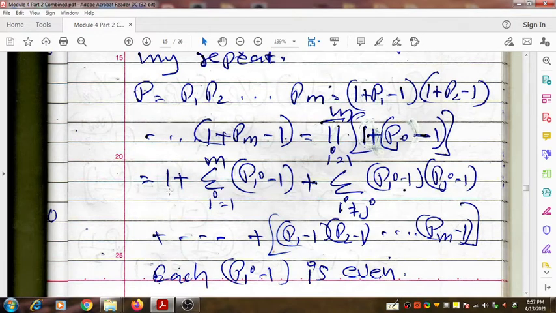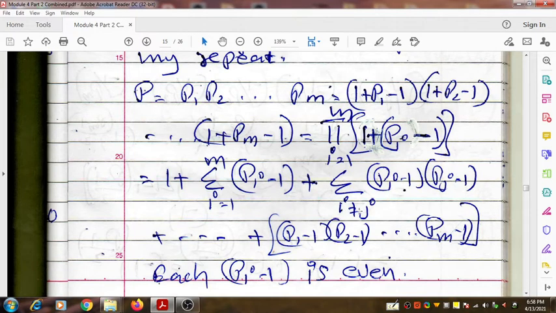So the first term will be 1, and then the second term will be the sum of all possible second terms. So that is summation from i equal to 1 to m of Pi minus 1, and plus the third term will contain the product of the second terms taken two at a time. That is the sum of the product of all second terms taken two at a time. Product of the second terms in the expression. We consider that it is in the form 1 plus x_i, where i varies from 1 to m. So then we can consider the sum of the products by taking two at a time.